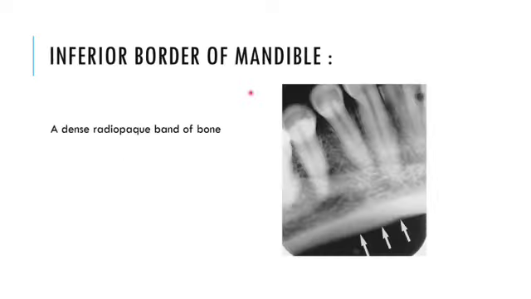Next, the inferior border of the mandible. The inferior border of the mandible is a dense radiopaque band of bone. You will see it in the inferior aspect of the mandible.